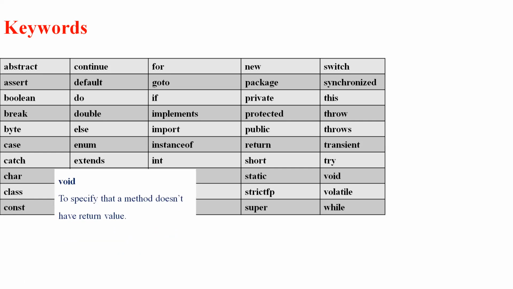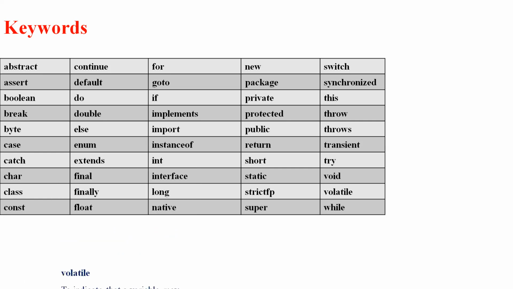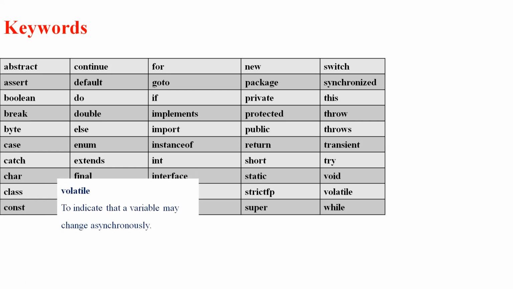Next we have void. Void doesn't return any values. So to specify a method which doesn't return any values, we use this void. Next we have volatile. To indicate variables which can change asynchronously, or any attribute which is not cached thread-locally and is always read from main memory, we use this volatile keyword.